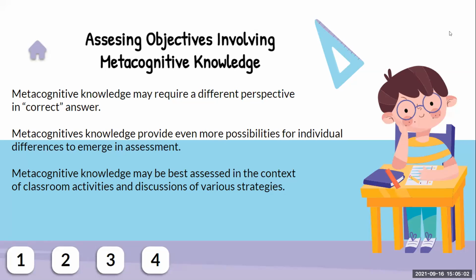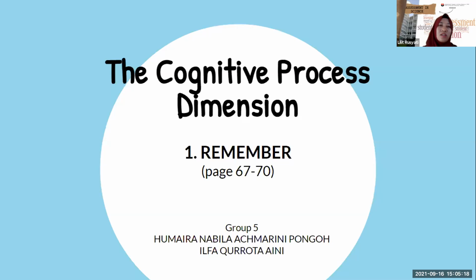Thank you very much, group 4, and thank you very much to groups 1, 2, 3, and 4 who have delivered about the knowledge dimension. So we now have 4 types of knowledge dimension: factual, conceptual, procedural, and metacognitive. Next, let's discuss the cognitive process dimension, or we can see C1 up to C6. C1, remember, please, group 5.